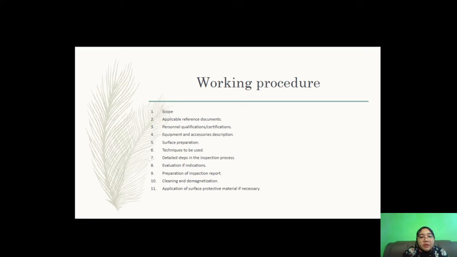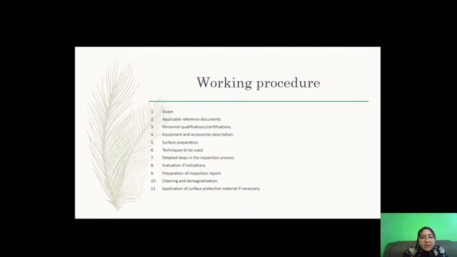Working procedure: first, scope. Second, application reference document. Third, personnel qualification. Fourth, equipment and accessories description. Fifth, service preparation. Sixth, technique to be used. Seventh, detailed step in inspection process. Eighth, evaluation of indication. Ninth, preparation of inspection report.